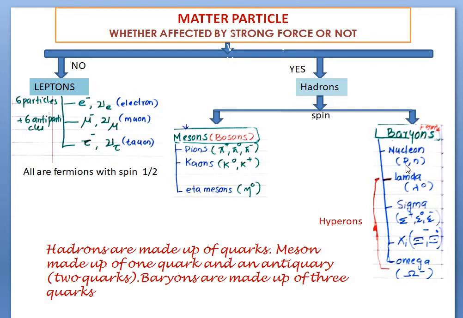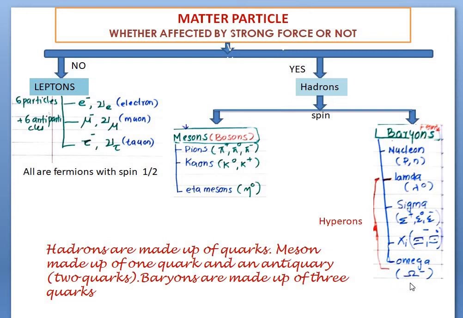Nucleons, we are very familiar with. Nucleons are the particles present inside the nucleus. They are protons and neutrons. So the nucleon family has two members, protons and neutrons. The lambda family has only one member, lambda 0. The sigma family has three members: sigma plus, sigma 0, sigma minus. The psi family has only two members: psi minus and psi 0. Omega particle.